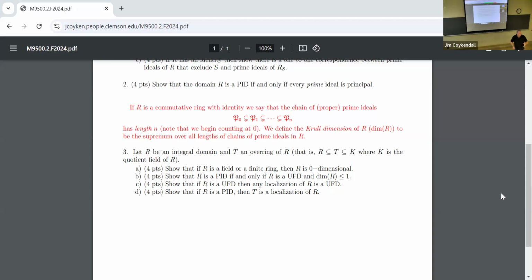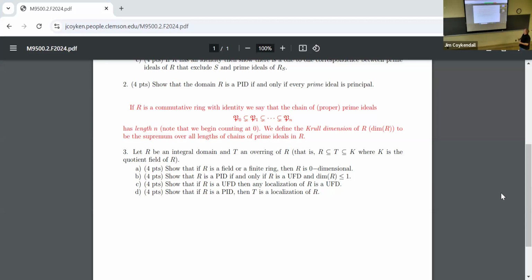For example, in the integers, this is very simple, right? You've got 0, and then you've got (p), where p is a nonzero prime. So it's got all these towers: 0 and 2, 0 and 3, 0 and 5. And so, yes, zero-dimensional is synonymous with saying that all prime ideals are maximal. That is correct.